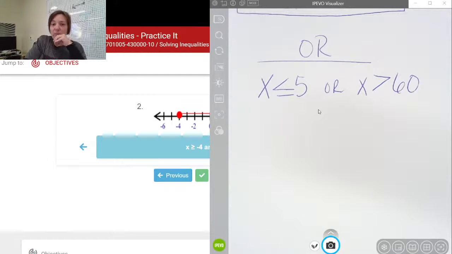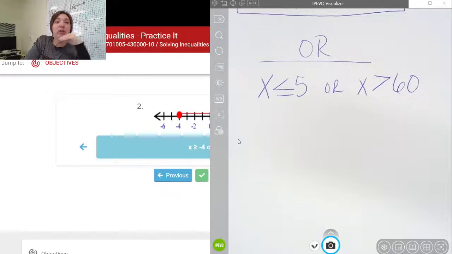I think they messed up. There's not one in there that matches that graph, is there? I don't think so either. So this says x is less than negative 4 or less than 5. X is less than negative 4. X is greater than negative 5 or greater than or equal to 5.